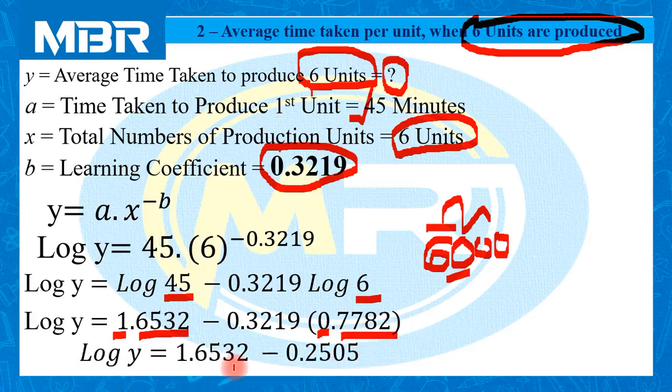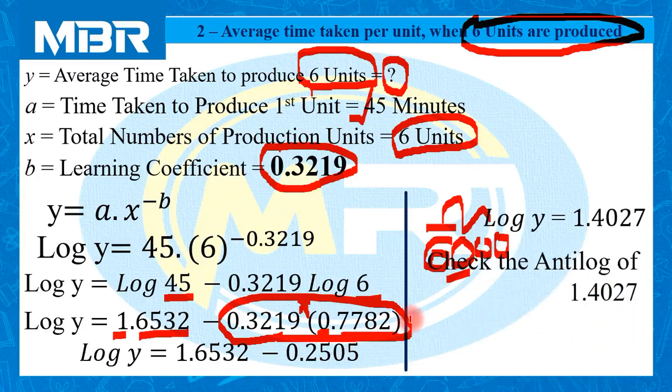Log y equals 1.6532 minus 0.2505. This 0.2505 is nothing more than a multiplication of 0.3219 and 0.7782. You can multiply on your own and check it. The difference is log y is equal to 1.4027.